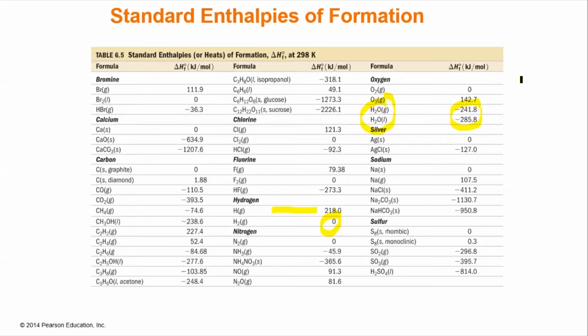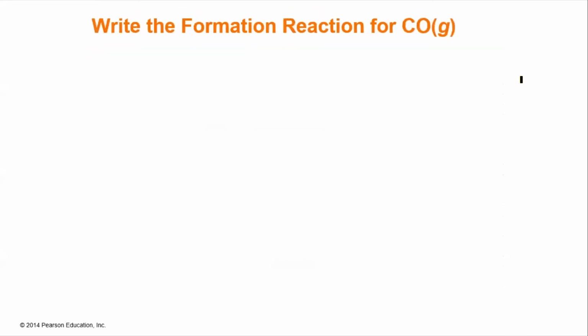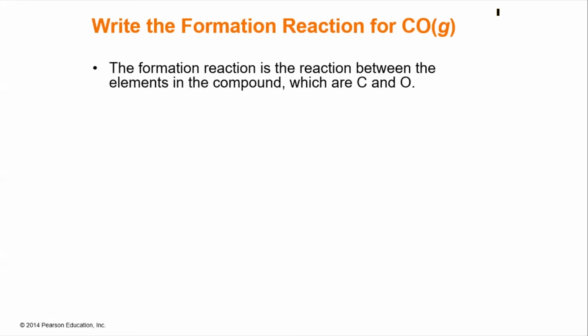Now, before we do that, we're going to have to set up some rules, all right? One of them is, for example, let's say that I'm going to talk about carbon monoxide, CO, all right? We're going to write out what is called the formation reaction for carbon monoxide. The elements that make up carbon monoxide are carbon and oxygen. So the first thing we do is we write out the equation, okay?